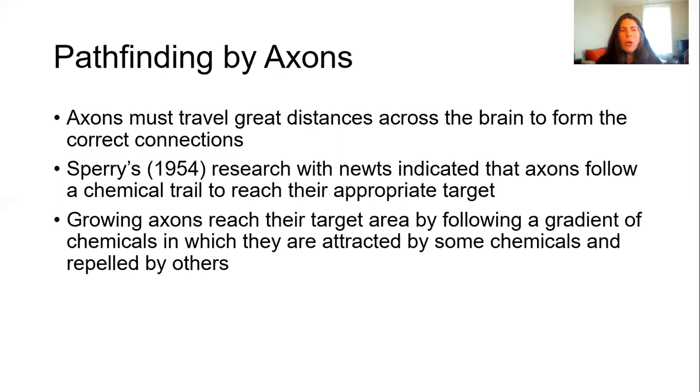Okay, so we were talking about migration, and I asked how axons are going to find their target, because they need to travel a great distance across the brain to form the correct connections. Sperry's research with newts indicates that axons follow a chemical trail to reach their appropriate target. Growing axons reach their target area by following a gradient of chemicals in which they are attracted by some chemicals and repelled by others.